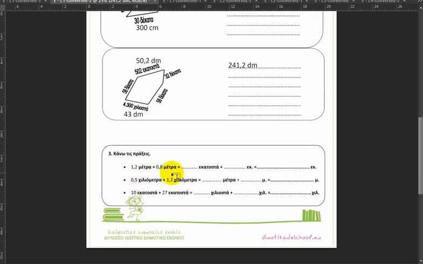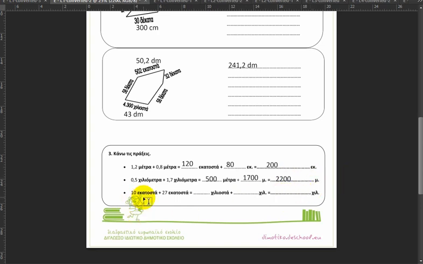Next up, 1.2 meters plus 0.8 meters. So here we got to turn both of these into centimeters and then add them. So 1.2 meters to centimeters would be 120, and 0.8 meters into centimeters would be 80, and then if we add, we would get 200 centimeters. Next up, 0.5 kilometers plus 1.7 kilometers, and we have to turn these into meters before we add them. So what that means is that we have to multiply these numbers by 1,000. So we would get 500 and 1,700. And I would add these and get 2,200.